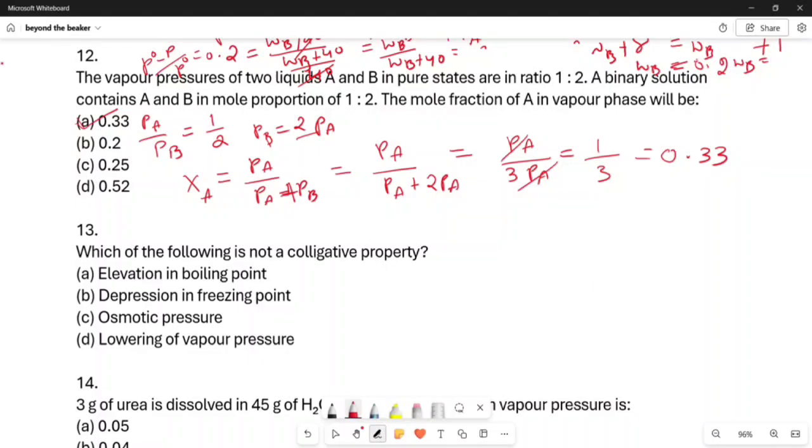Which of the following is not a colligative property? Elevation in boiling point, it is a colligative property. Depression in freezing point, it is a colligative property. Osmotic pressure, it is also a colligative property. So, lowering of vapor pressure is not the colligative property. The correct option is D. Lowering of vapor pressure is not a colligative property. Next, we will move to question number 14.